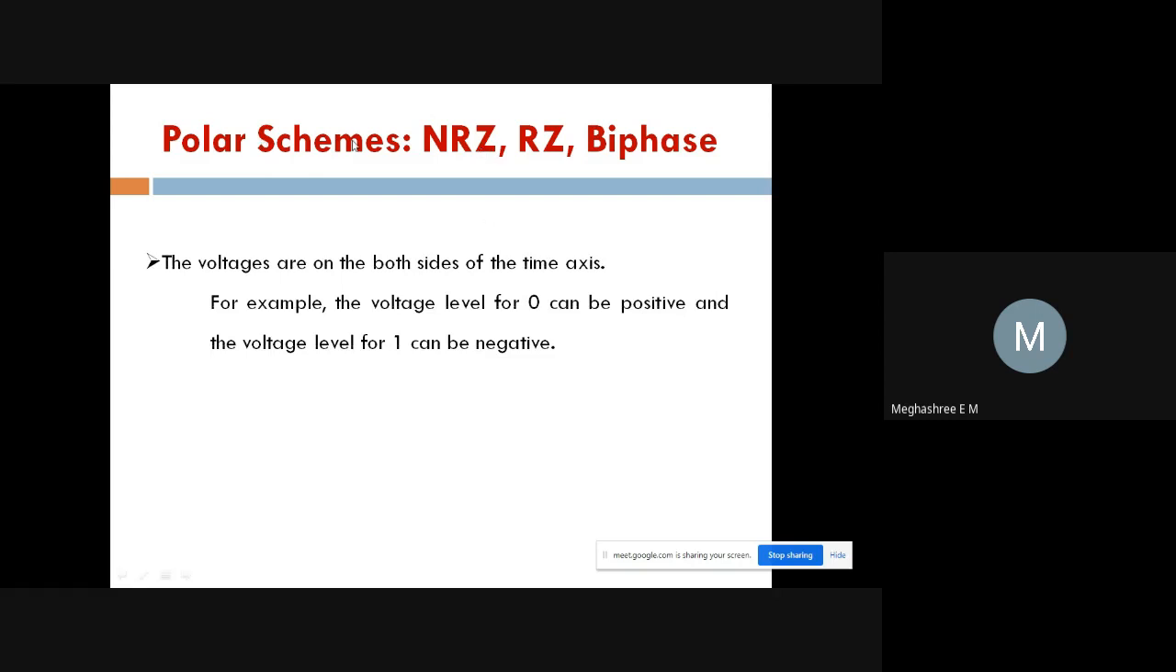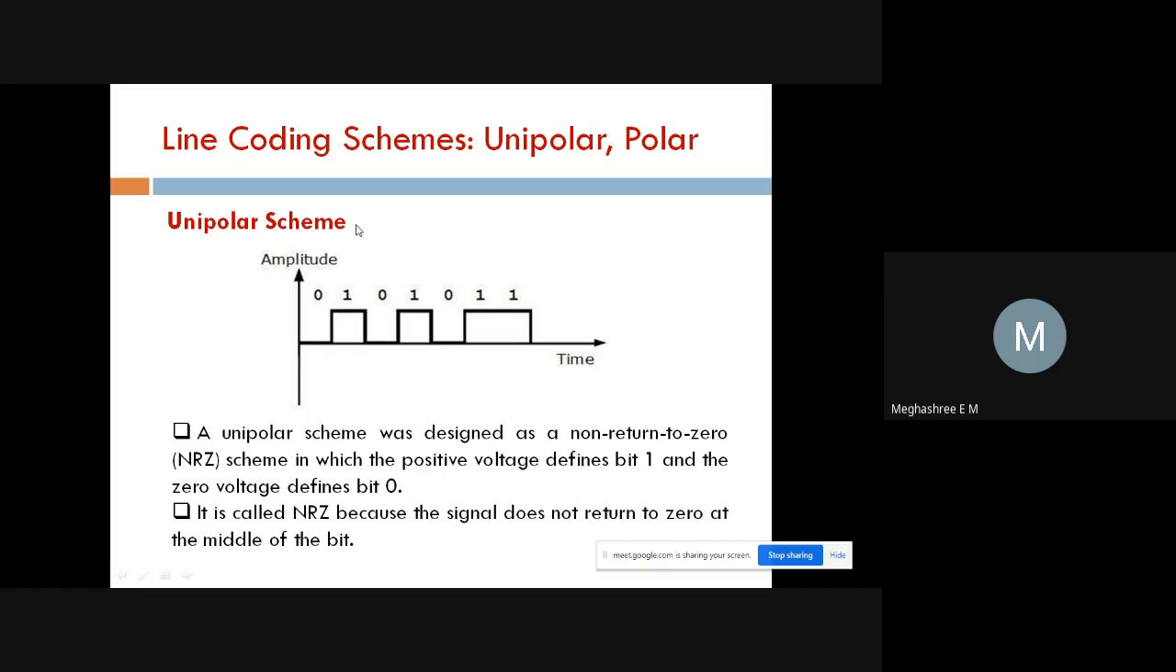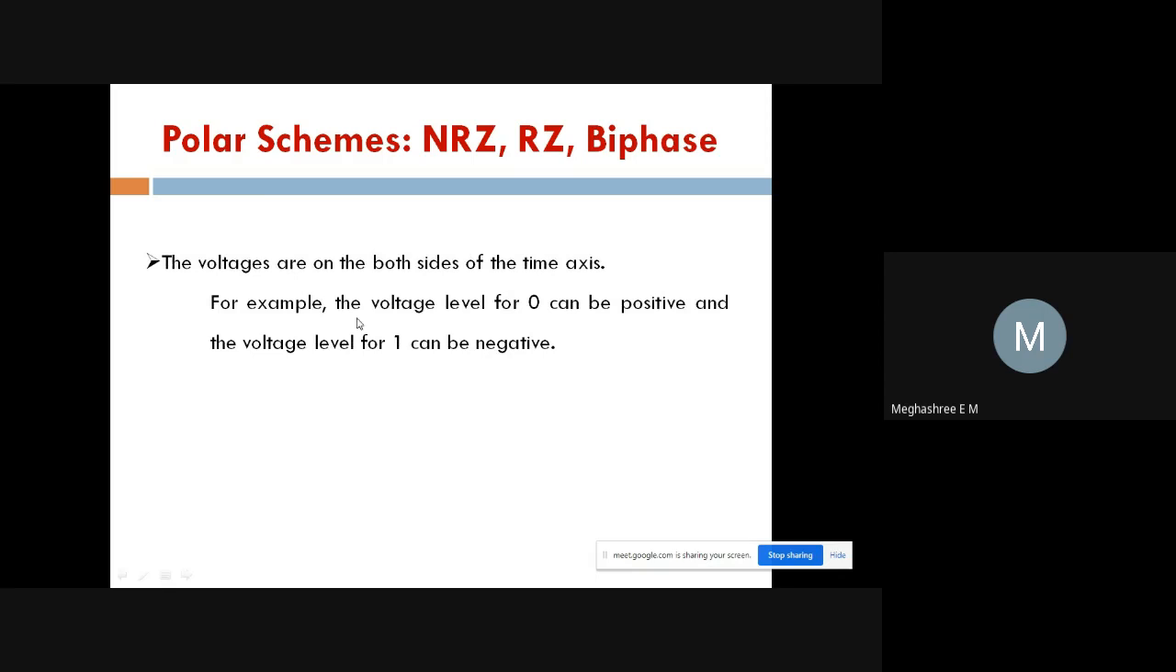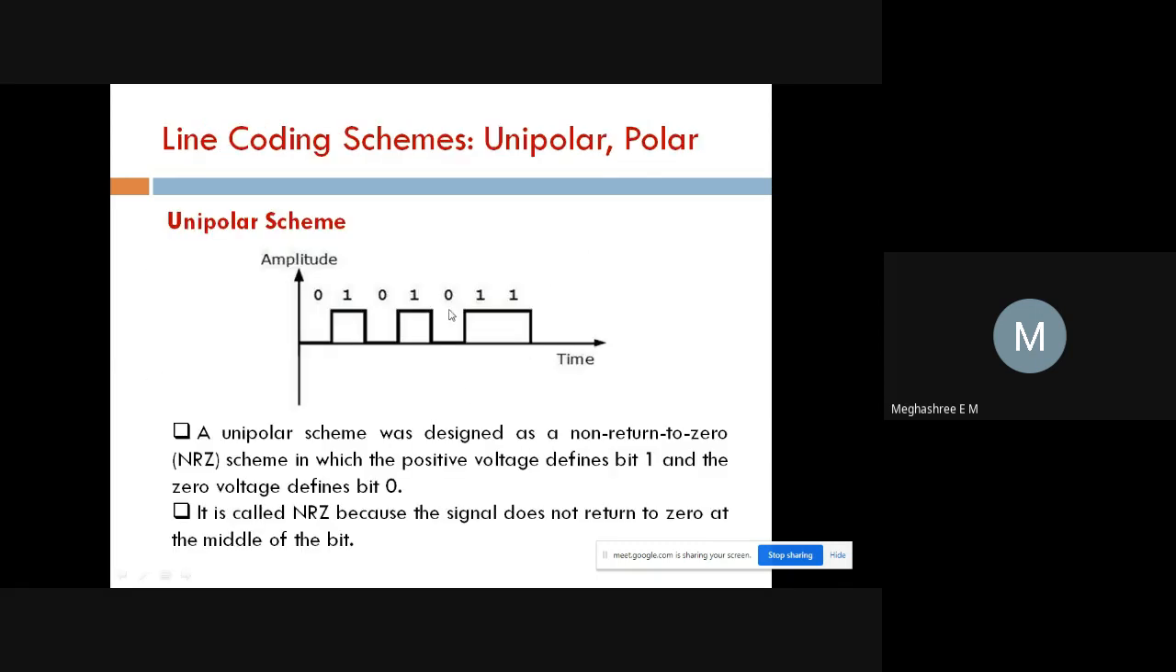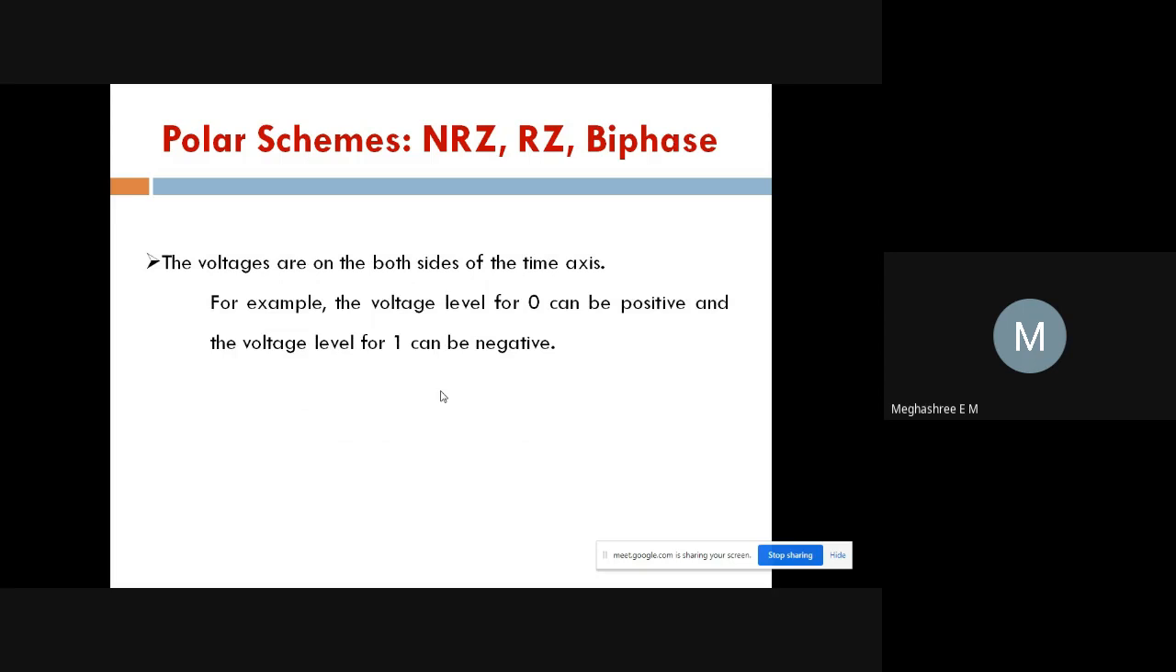Before starting with NRZ, with respect to the polar scheme, the voltages are on both sides of the time axis. If you consider this example, the voltage levels or signal levels are represented only on one side of the time axis. If you consider the next method, it is represented on both sides of the time axis. That means it can be positive or it can be negative. If all the signals are above this time axis, then all these signals are positive. If I represent any signal below this time axis, that means it represents a negative signal. So that is what it says.